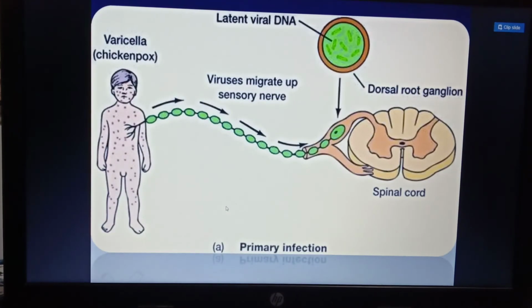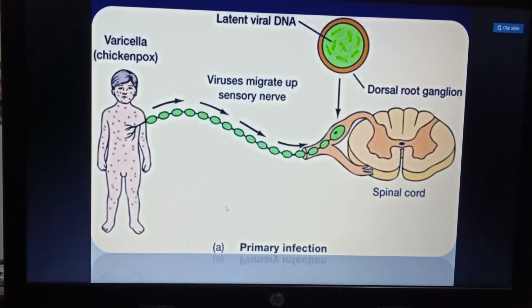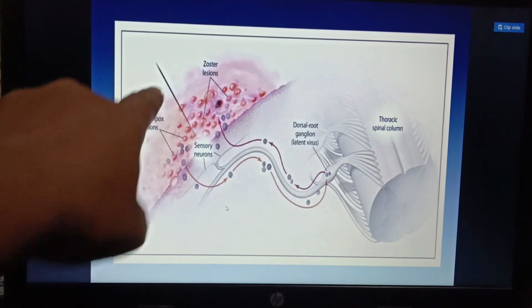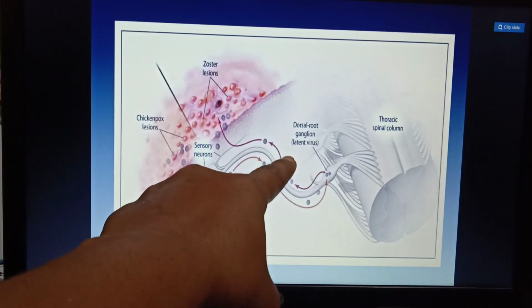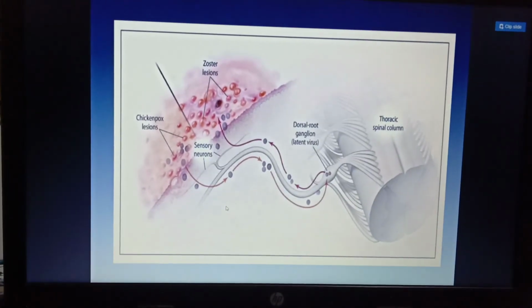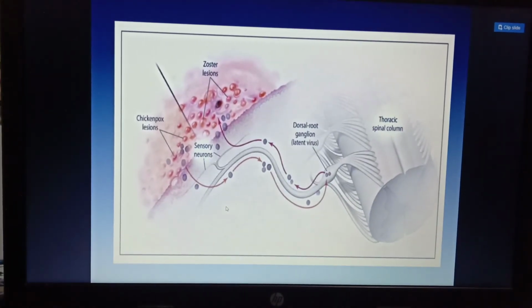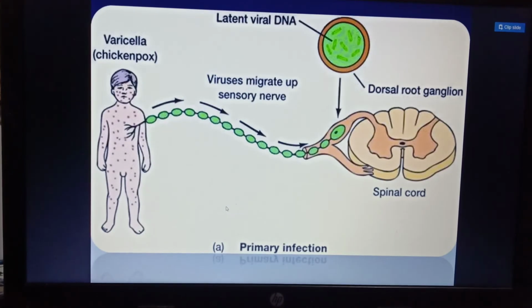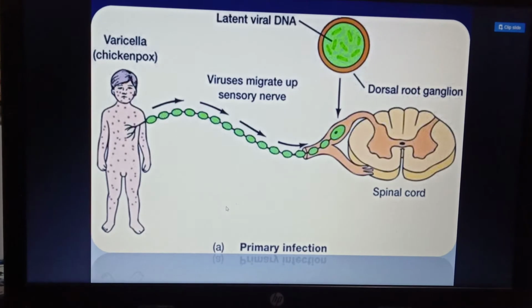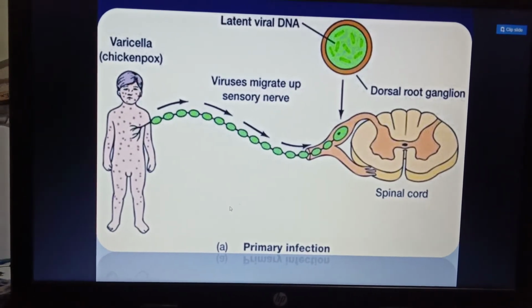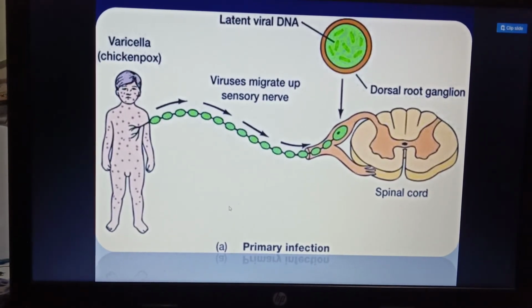Okay, so here again, that is regarding zoster. Zoster lesions directly infect our sensory neurons and the dorsal root ganglions, and the thoracic spinal column is going to be affected. Whereas in chickenpox, the infection comes directly through our bloodstream, and that is a primary infection.